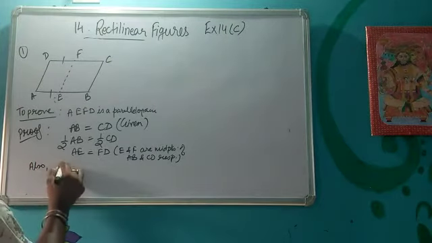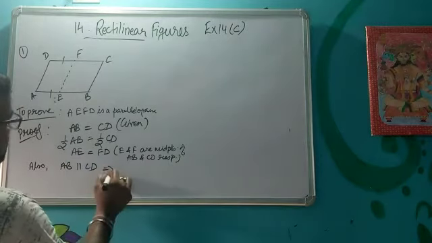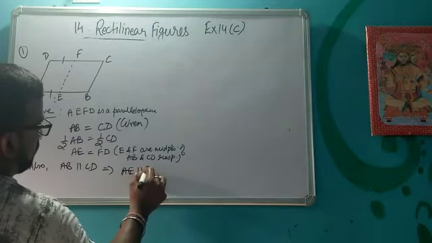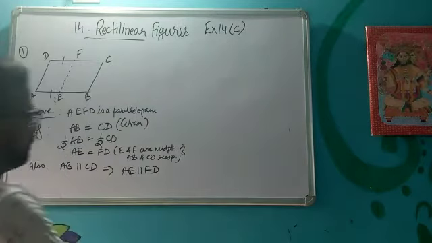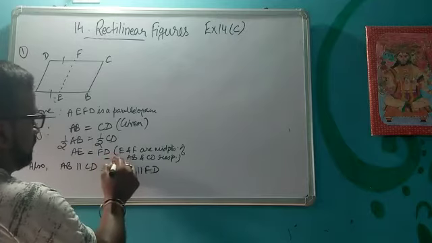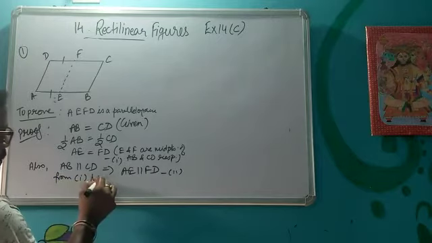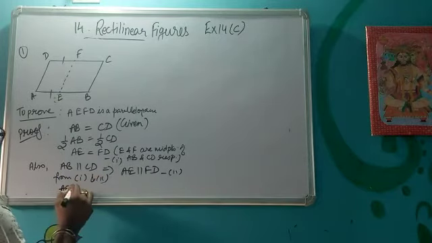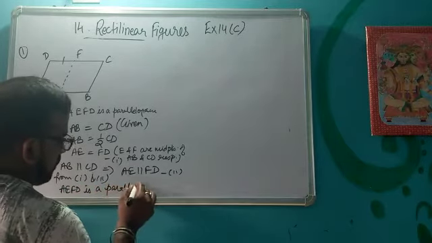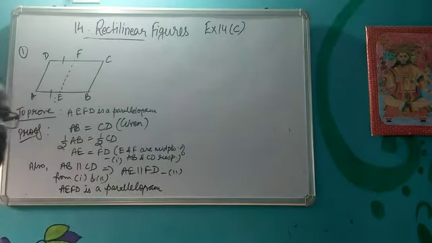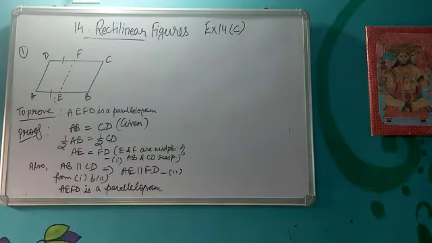Also what we know, AB parallel to CD. So we can write AE parallel to FD, since E and F lie on AB and CD. So let it be first, let it be 2. So from 1 and 2, what we came to know? AEFD is a parallelogram. One pair of sides is equal and parallel to each other. So AEFD becomes a parallelogram.